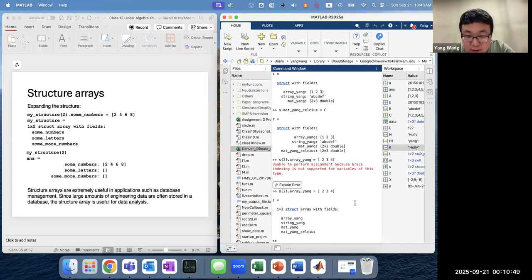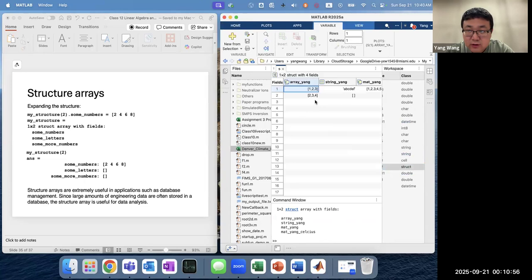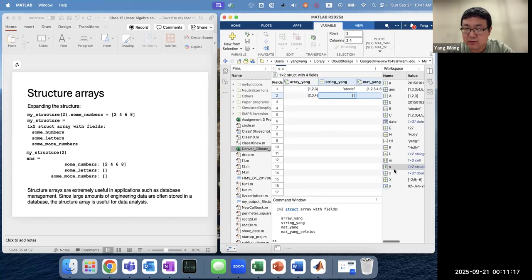Okay, so now you see we have this S here being a 1 by 2 structure, right? So 1 by 2 structure here, and then this is basically the different fields, and then the different values. And also you can see that since we predefined the first matrix of S, it's expecting the same sort of input from the second element of the S structure.